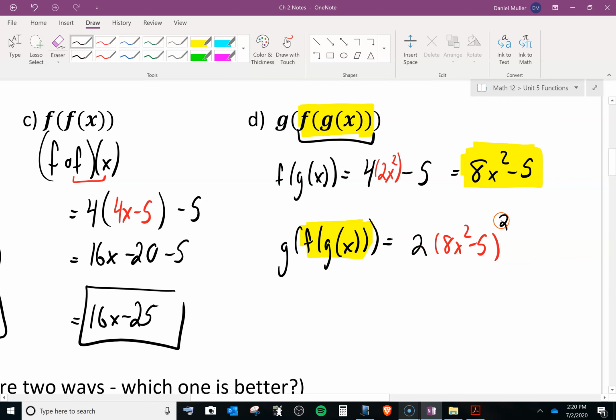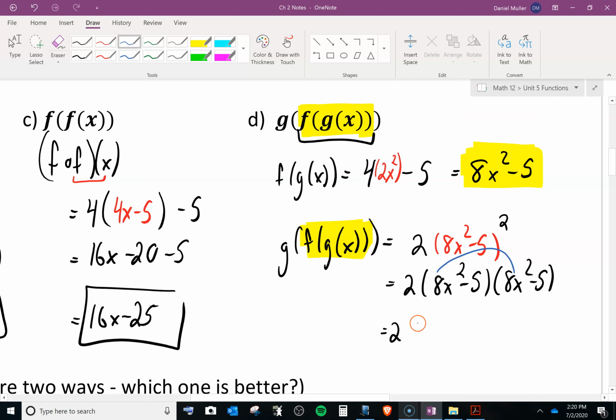So you have 2x squared, and then you input it, you have an input of 8x squared minus 5. So that's going to require me, and this is why this is the most difficult one, because it requires the most amount of work. You had to input a 2x squared into this 4x minus 5, and then that became your new input that we put into g. And that requires us to do some FOILing, some expanding.